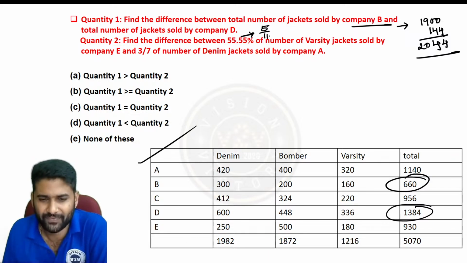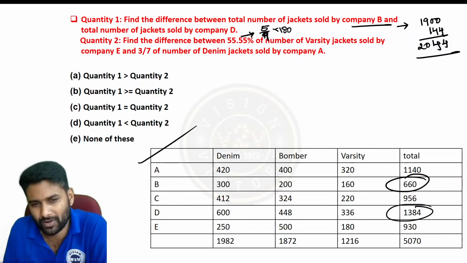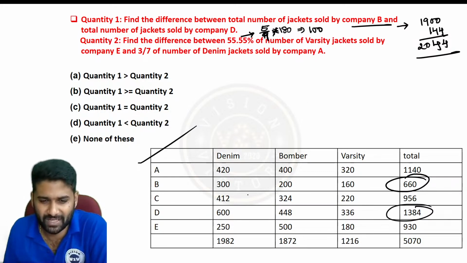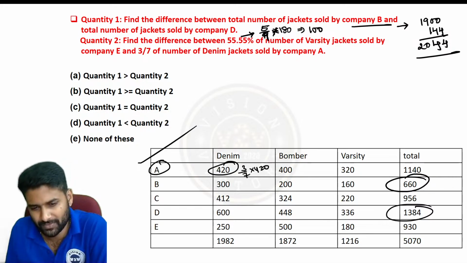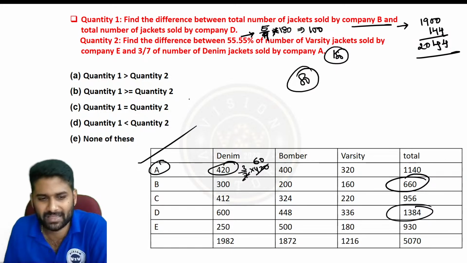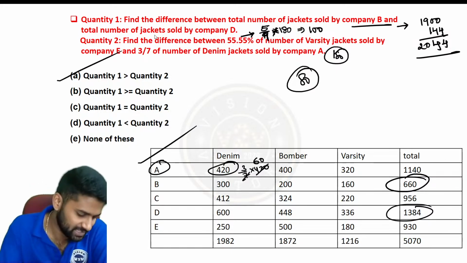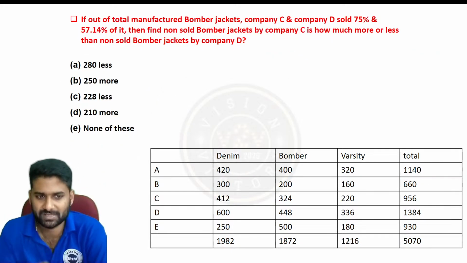So here, 55 by, sorry, it's a value of 5 by 9. 5 by 9 of 180. What is the total value here? 100. Now 3/7 of the denim jackets sold by company A: 3 by 7 of 420 is 180. So how much of a difference can you get? 80. Then you can say that quantity 1 is greater than quantity 2. On to the next one.